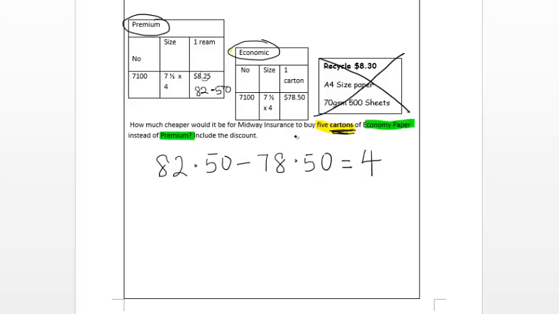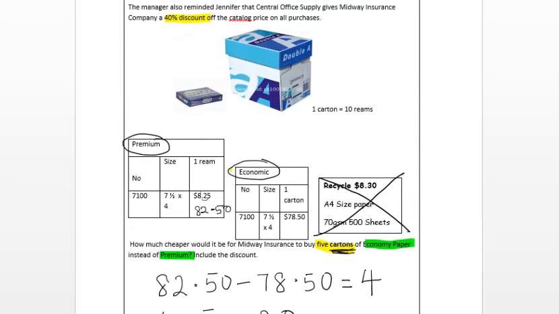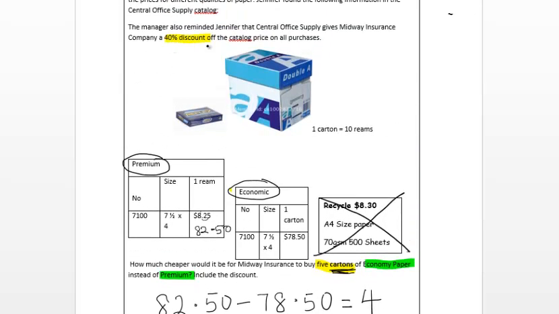Now, how many cartons am I buying? I'm buying 5 cartons. So I will need to take 4 times 5. This will give me $20. Next step, I know that I'm given a 40% discount, as you can see on top. Let me scroll up. Yes, this is the 40% discount.